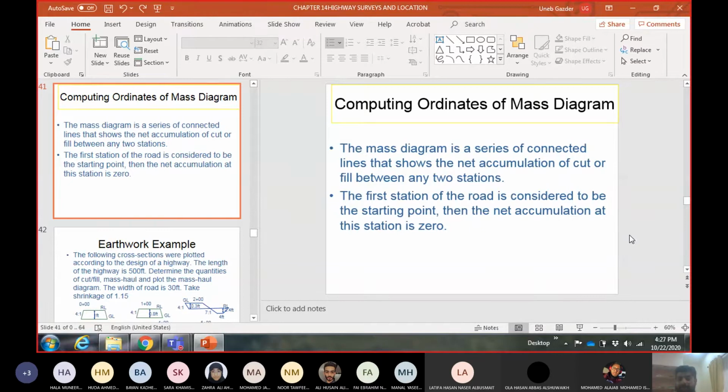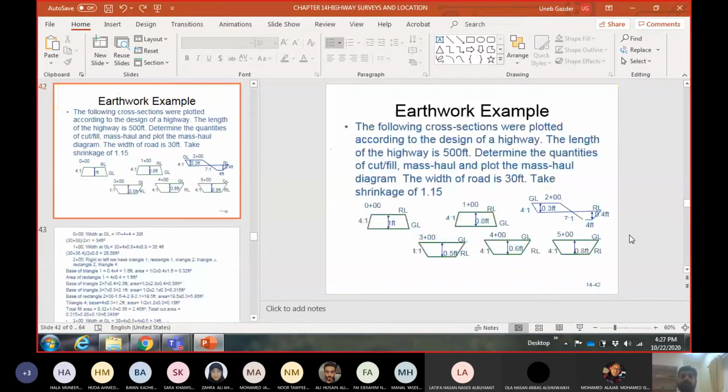Now let us start with the calculations. Today I will just explain how to calculate with a very simple example. There can be other, more complicated examples as well, but we are just starting, so let us start with a simple example. We are required to calculate the earthwork quantities and plot the mass haul diagram.